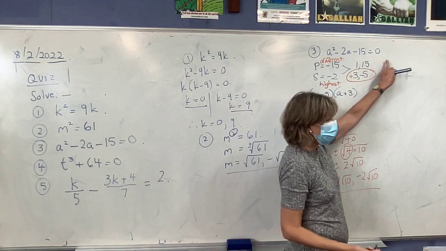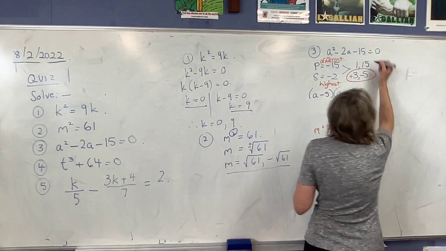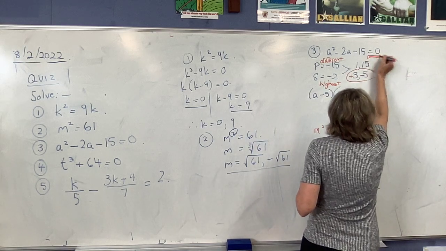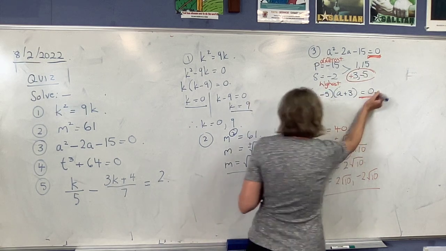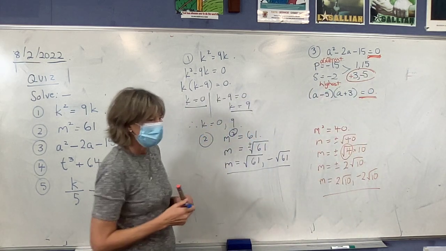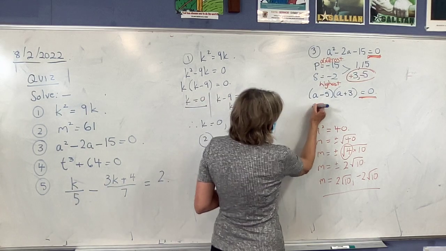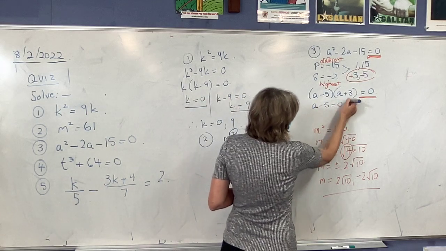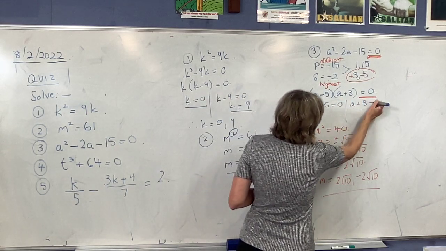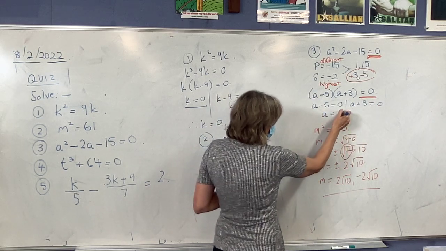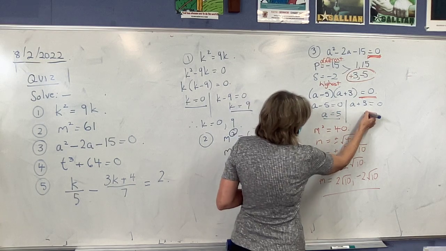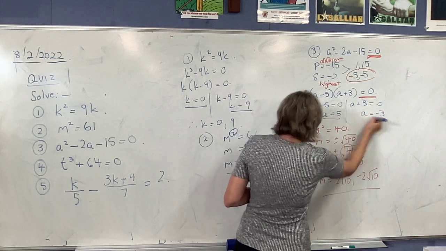Now, see this equals 0 here? If you lose that, you're going to make mistakes later. That has to be copied down. Don't lose it. Keep going. Okay, I think it's a minus 5 equals 0. Yep. And then a plus 3 equals 0. Continue. And is it a equals 5? Good. Then a equals minus 3. Okay, and there's your two answers.